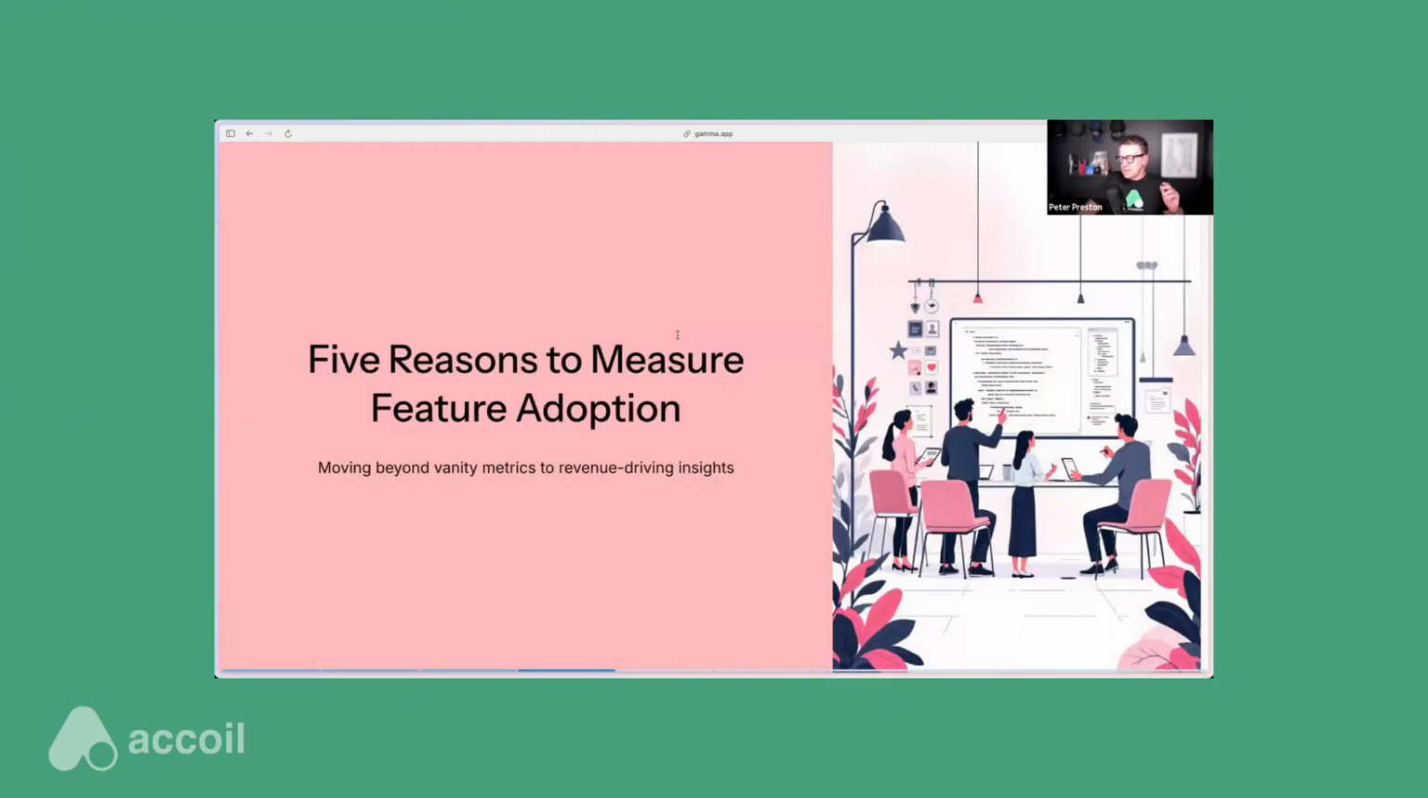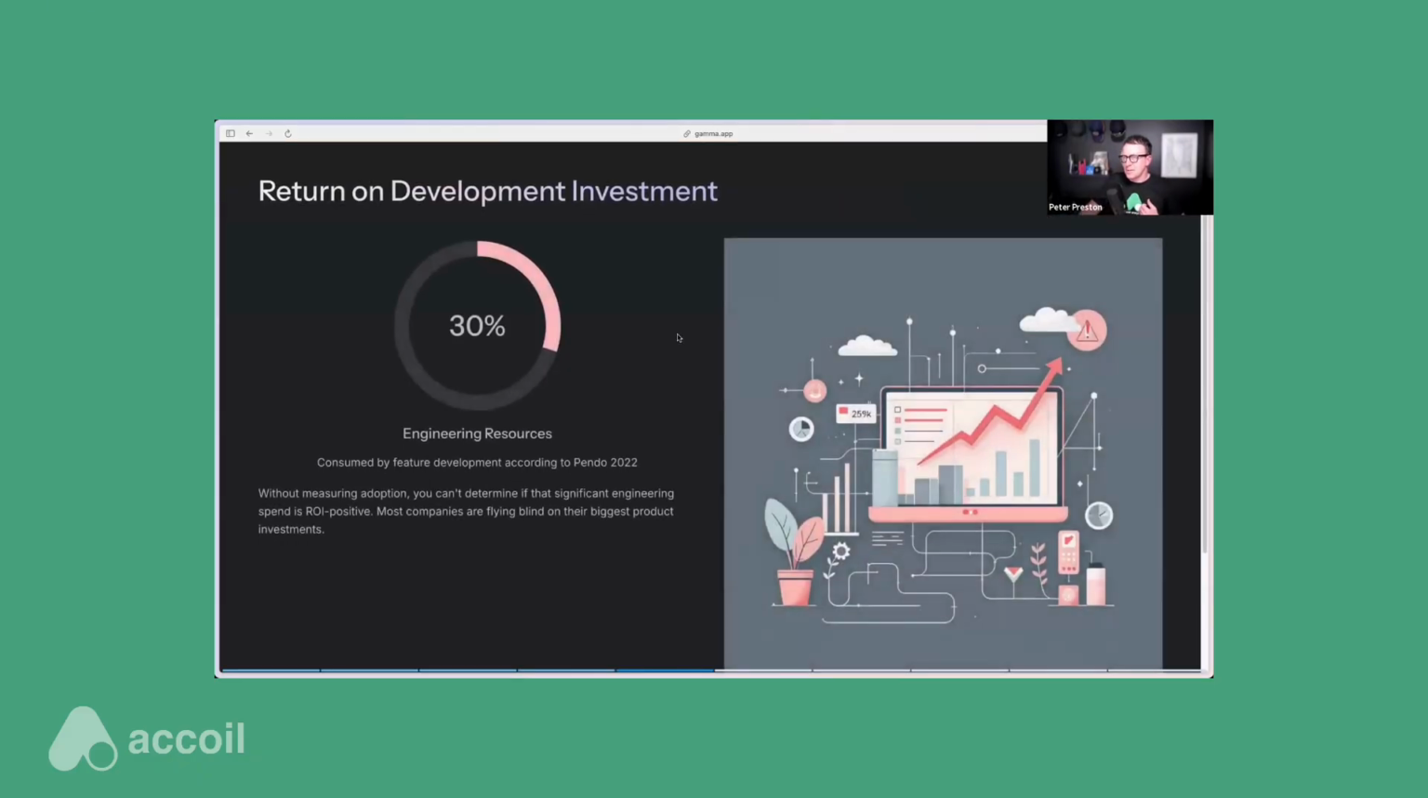So we said in the event here that we're going to talk about 5 reasons to measure feature adoption. Some of them are a bit surprising, and I learned a few things digging into this. So one of which is you spend a lot of time, money, energy, resources on engineering, building these features, building these products. And even according to Pendo, 30% of engineering resources are not necessarily recouping ROI, right? And that's not a great place to be, I think, personally. If we're spending 30% and a third of our time building products and features that people don't actually use, is that time well spent? Is that money well spent?